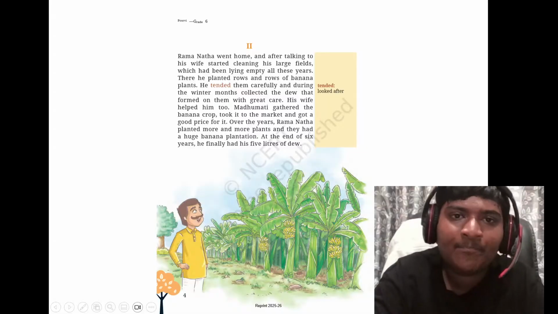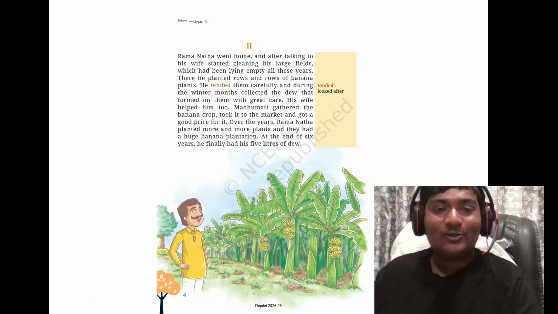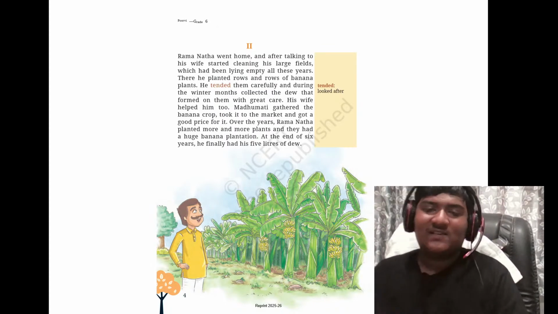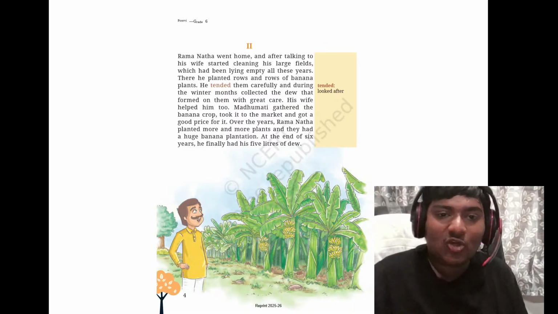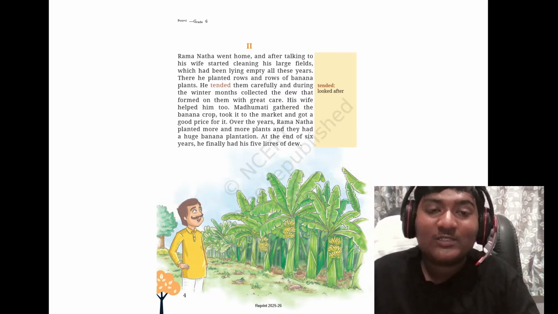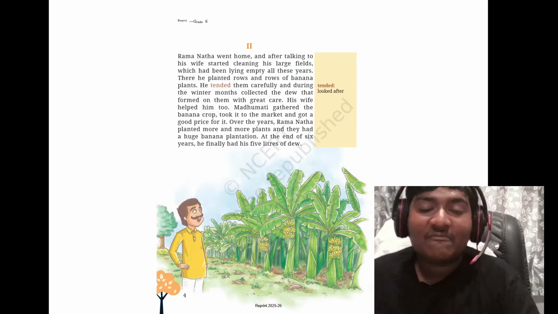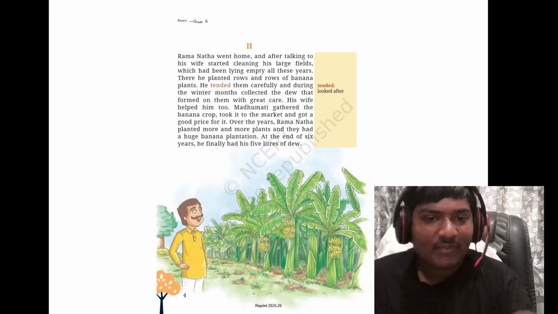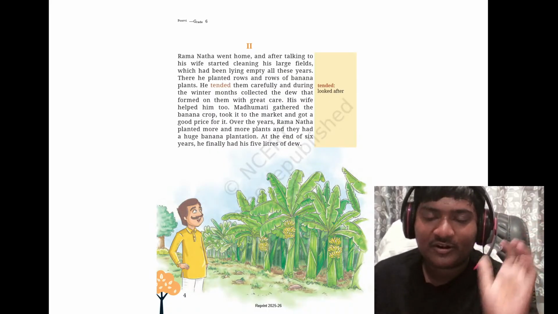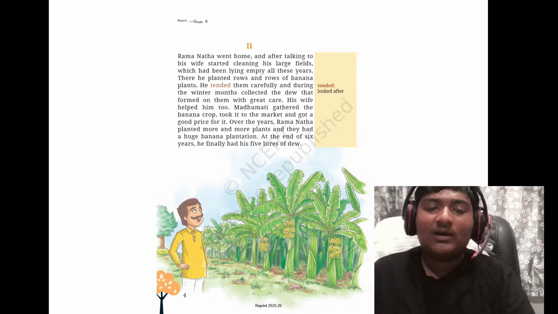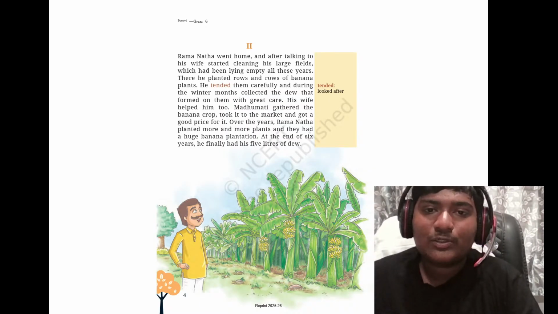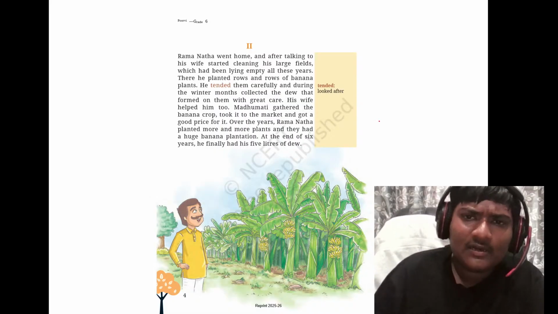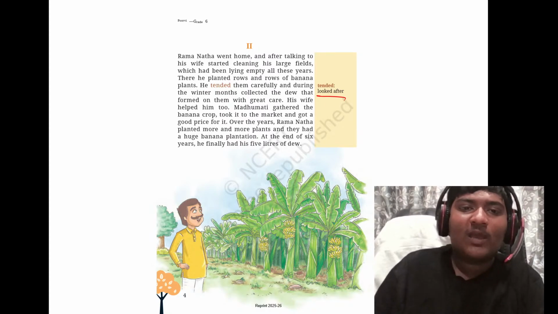Yes. Let's move ahead. Here comes our favorite part two. Ramanatha went home and, talking to his wife, started cleaning his land. As he did not plant any crops before, now he was cleaning his fields, which had been lying empty all these years. Before, he did not clean anything, but now he was planning to start the fields. With his own hands he started cleaning his fields and he tended them. What is tended? Looked after his fields carefully.